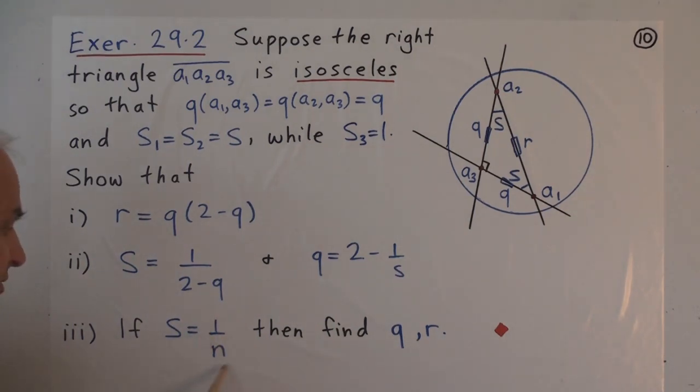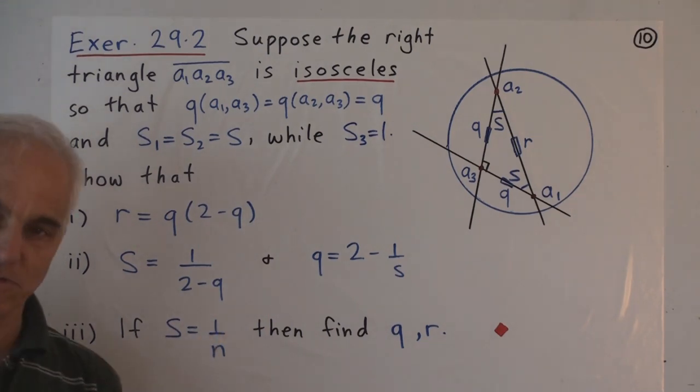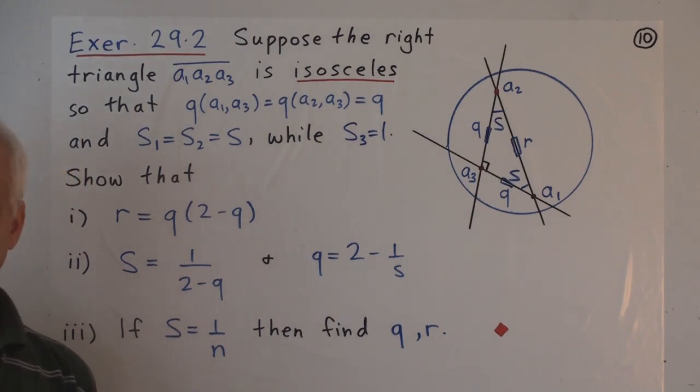And it's kind of interesting to maybe calculate a few special cases, and especially the case S equals 1/2. It's particularly interesting, sort of a conundrum. What happens when N equals 2? What kind of triangle do you get?